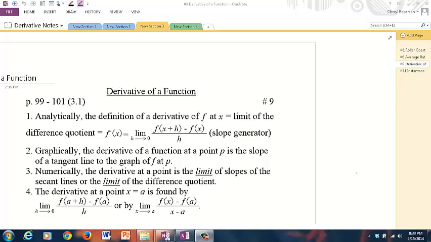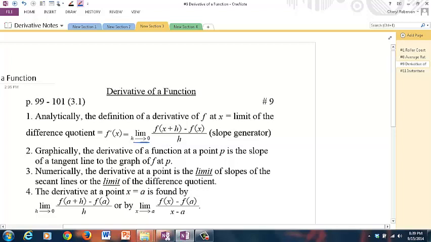Alright, we are on derivative of a function. This is Notecard 9, and this goes through our limit definition of a derivative. So for this first part, we go through once more and we look at our difference quotient, and we need to look at this limit as h approaches 0.